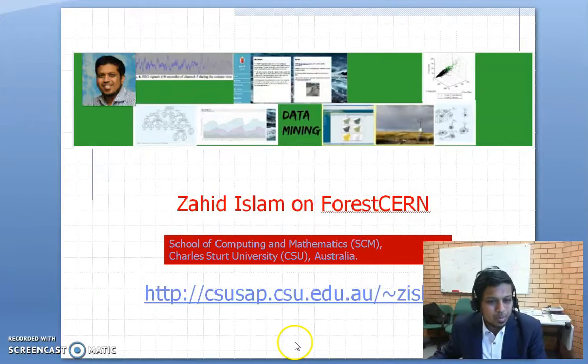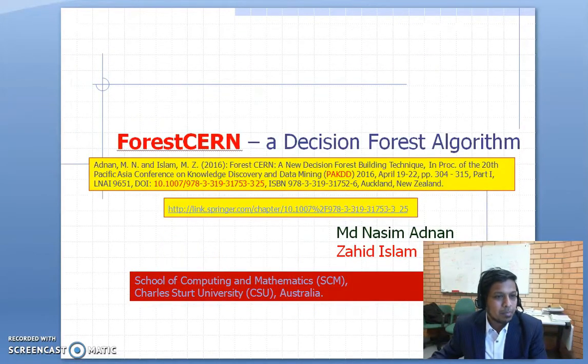You can learn a little bit more about me from my webpage at this URL, and today I am going to talk about Forest CERN, a decision forest algorithm. And this is the full reference of the paper.